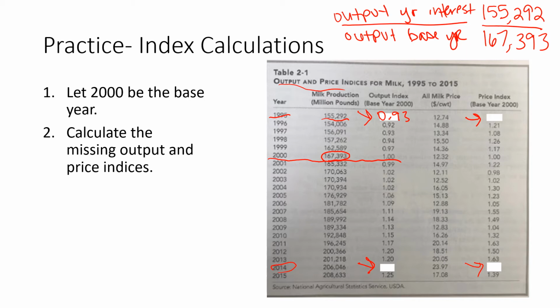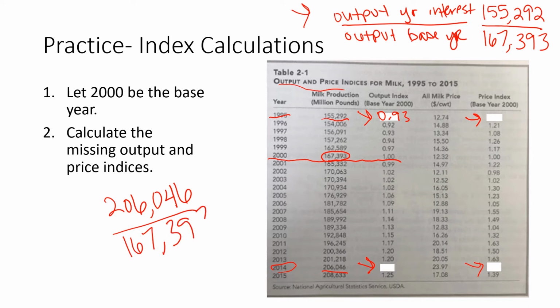So I'm going to take the output for my year of interest, which is 206,046, and I'm going to divide that by the output for the base year, 167,393. Let's see what I get. 206,046 divided by 167,393, and I get 1.23.